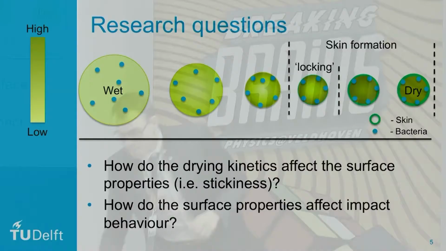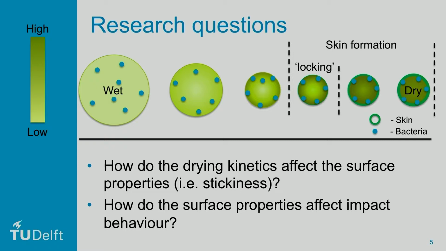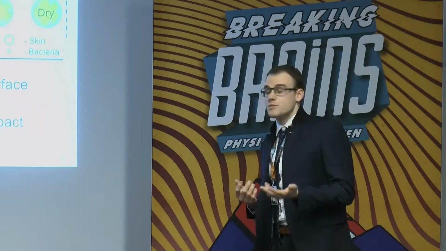So the two big questions that we're looking into are, if we're looking at the impact of the droplets, what makes them sticky? So how do the drying kinetics in the dryer affect the surface? And then they also impact each other, so how do the surface properties affect the impact behavior?